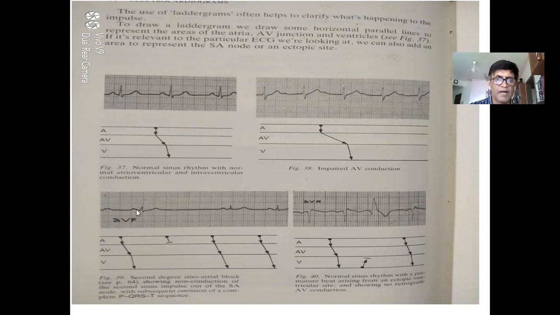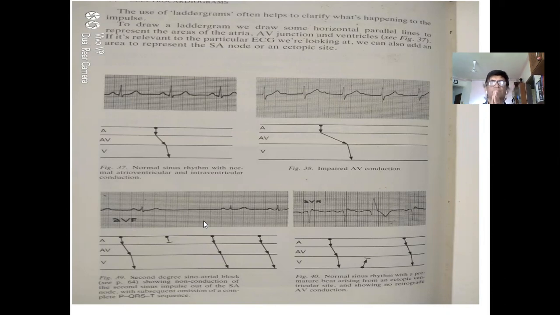The P has to terminate into QRST, correct? The P originated, but hardly made an impact, and as a consequence it didn't pick up into the QRS. So the whole thing was blocked. So this is a major block. This is called a second degree heart block. Can you make out the difference now?